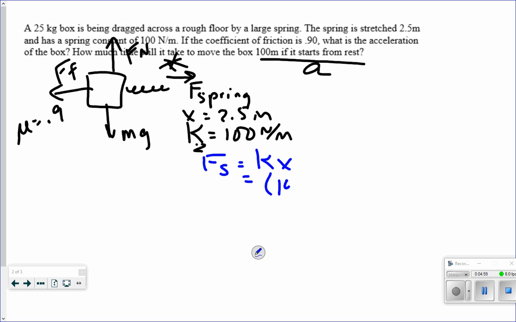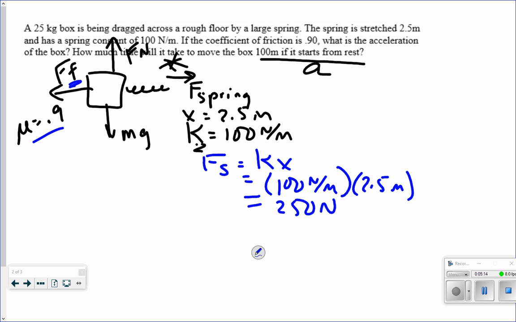So we're going to take 100 newtons per meter times our stretch of 2.5 meters. Remember, if you're dealing with centimeters, you're going to have to do metric conversions, just not today. So 250 newtons is my spring force. And my friction force, if we want to find that, we know mu equals friction force over normal. So mu Fn equals Ff.